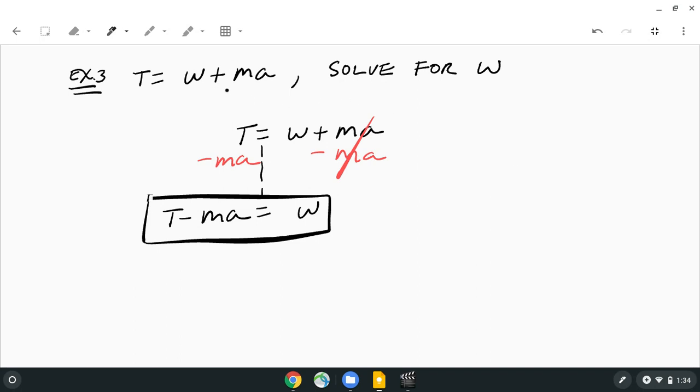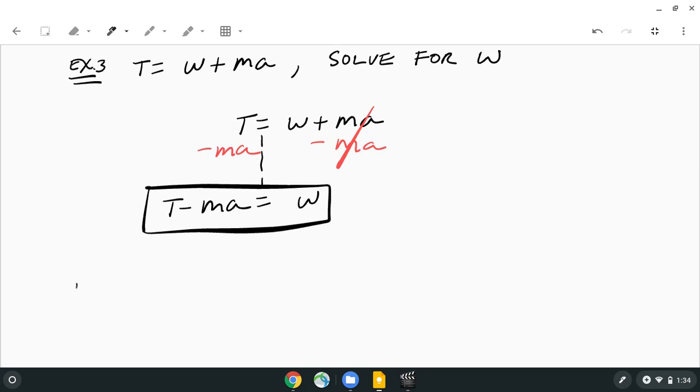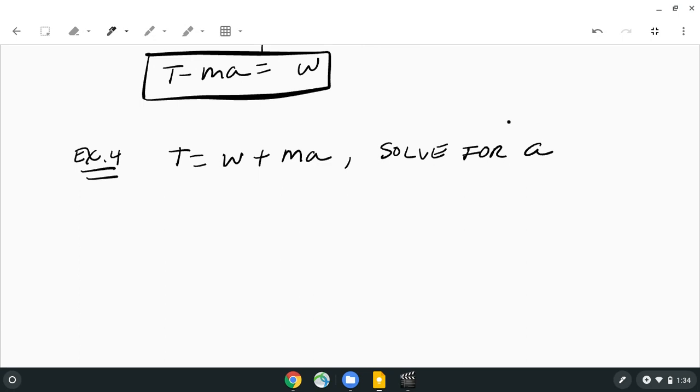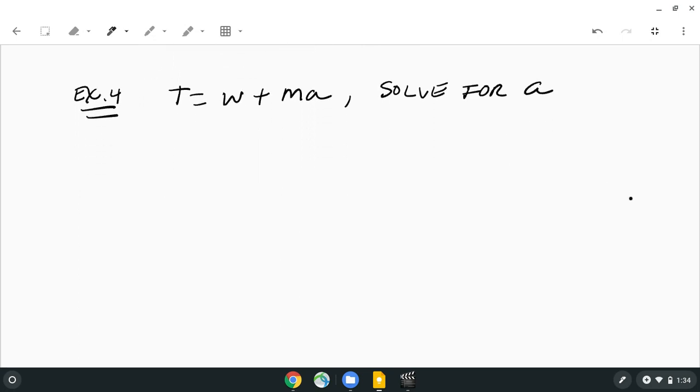I want to do this one again, but in this case, let's take the same formula and solve for A. Okay, so let's write that down. Same formula. Solve for A. All right, let me write it down here. T equals W plus MA.